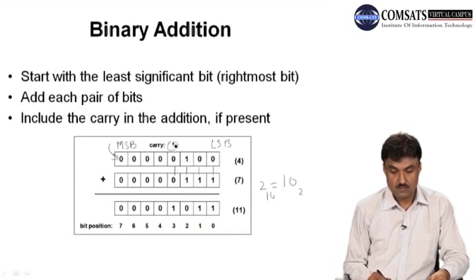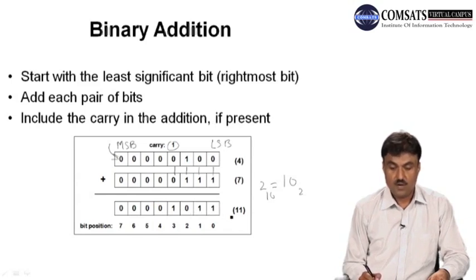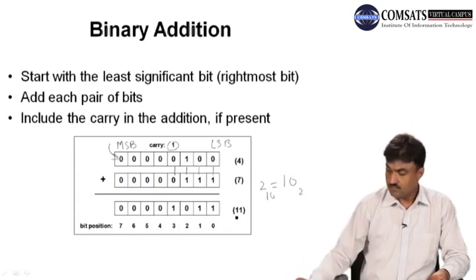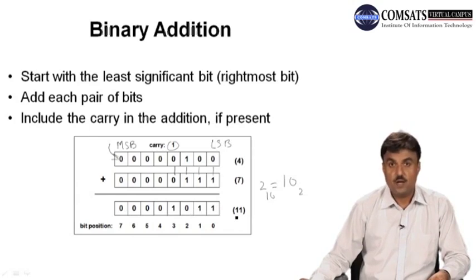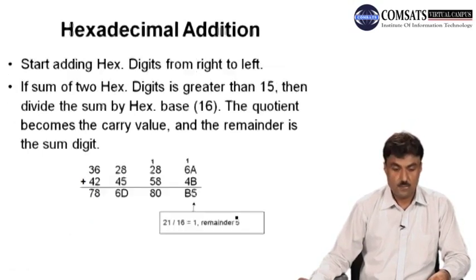So we will carry it with this pair. So it will be 1 plus 0 plus 0 is equal to 1, and the rest of these pairs are 0, 0. So the final value we got here is 1, 1, 0, 1, and so on. So this is the simplest rule to add two binary numbers.